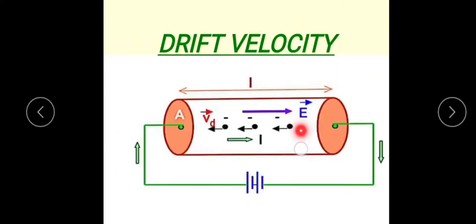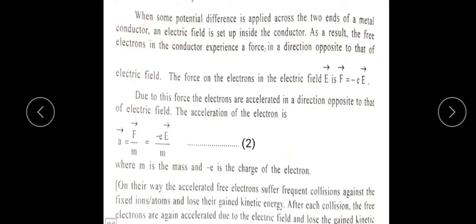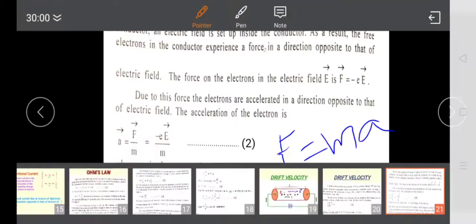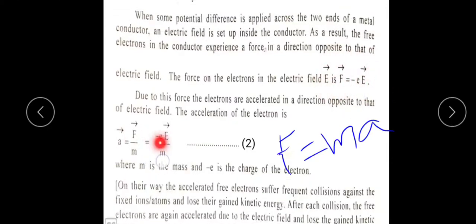Due to this force, electrons are accelerated in the direction opposite to the electric field, towards the positive terminal. Then the acceleration: in first year you learned the concept of force, F is equal to ma, so a is equal to F divided by m. F is minus e into E, so a is equal to minus eE divided by m. This is equation number 2. Here m is the mass of an electron and minus e is the charge of the electron.